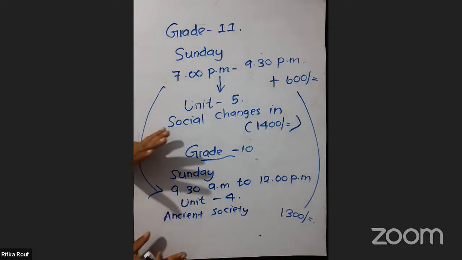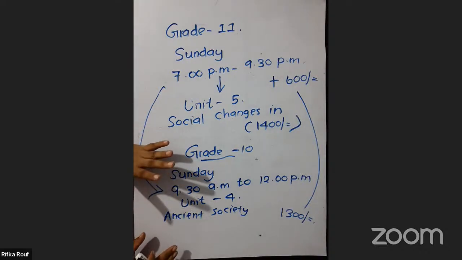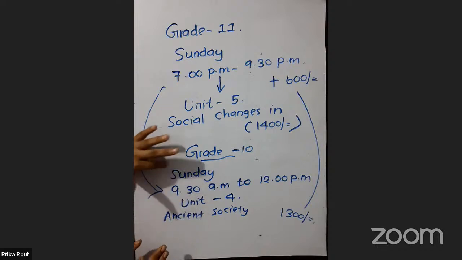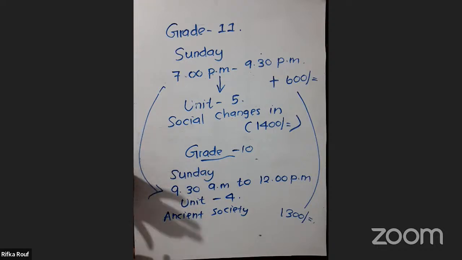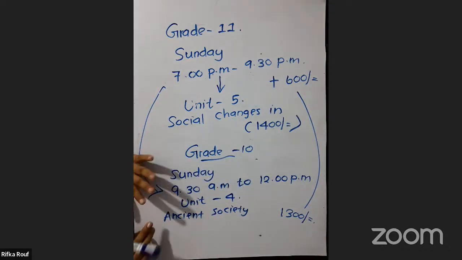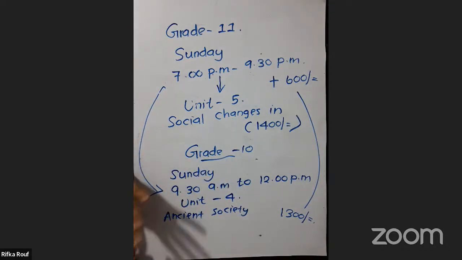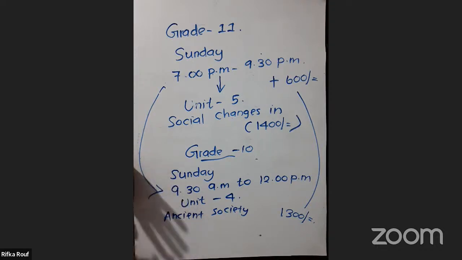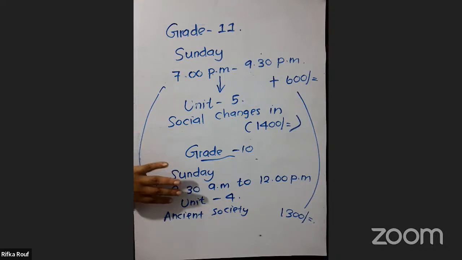Okay, the next is about Grade 10. Grade 10 is on Sunday from 9:30 a.m. to 12 p.m. We are at Unit 4 and we are learning the last part now. Once Unit 4 is over, there will be a unit exam on that lesson, and after that we are moving on to the next.